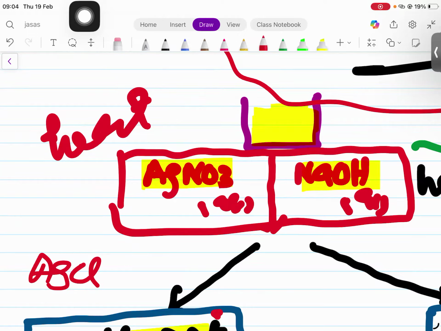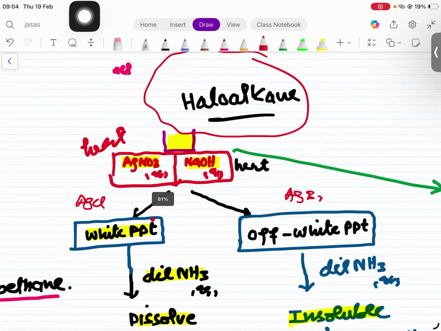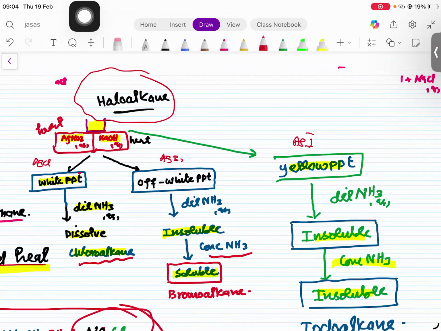What happens? Three options: white, off-white, and yellow precipitates. If there are white precipitates, they indicate the presence of chlorine, but that is confirmed only when you add dilute ammonia and the precipitate dissolves. If off-white precipitates come, that indicates the presence of bromine, but it is confirmed when you add concentrated ammonia. And the yellow precipitates are insoluble in both dilute and concentrated ammonia, which indicates iodine.